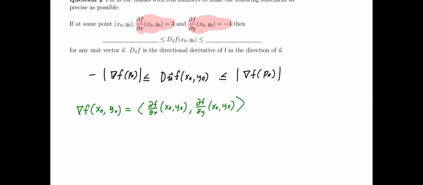and partial of f with respect to y given to be -4. So I'm just going to substitute them. So our gradient of f at this point would be (3, -4).